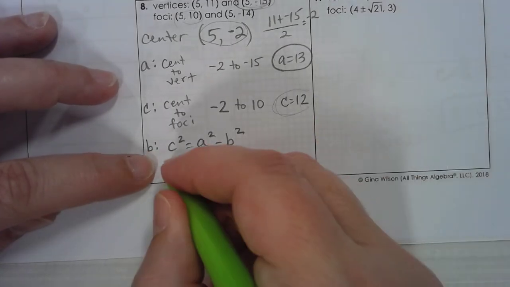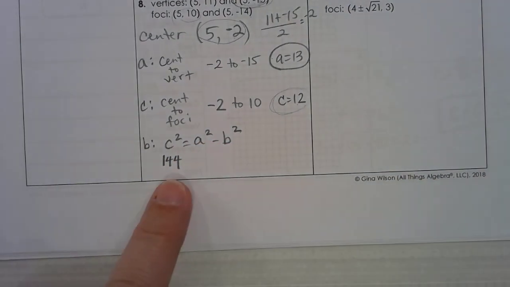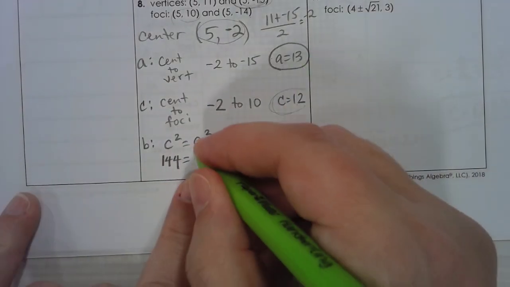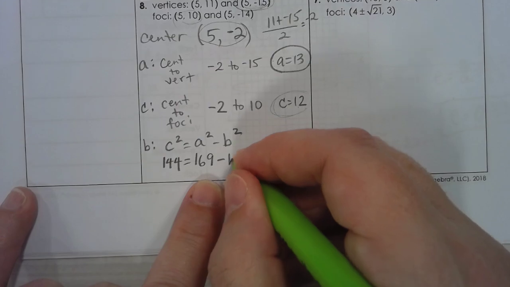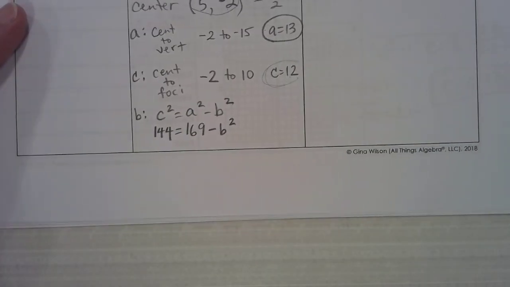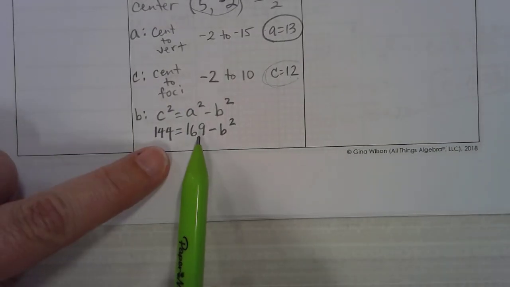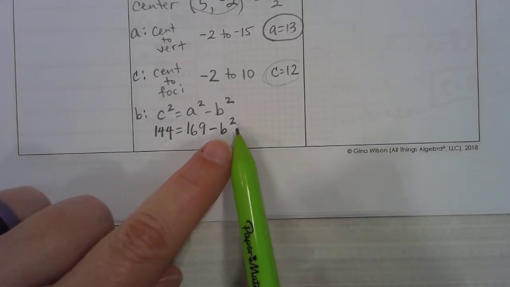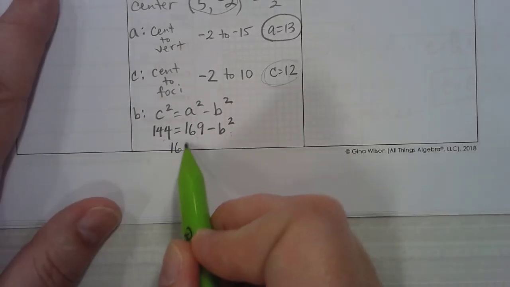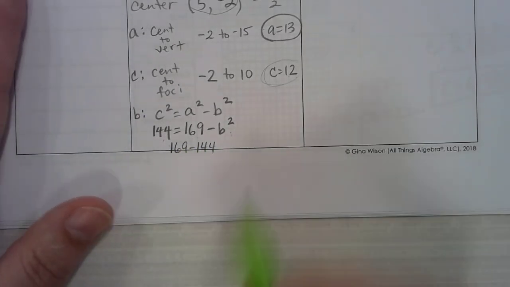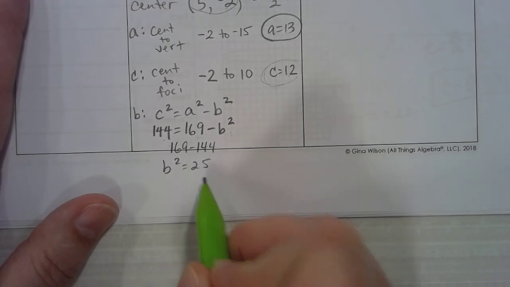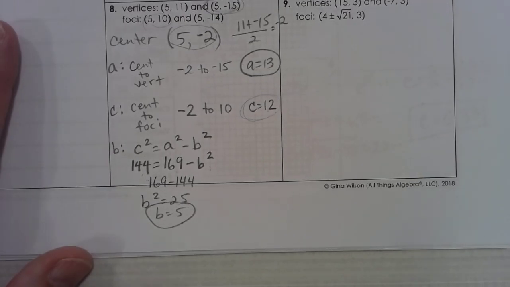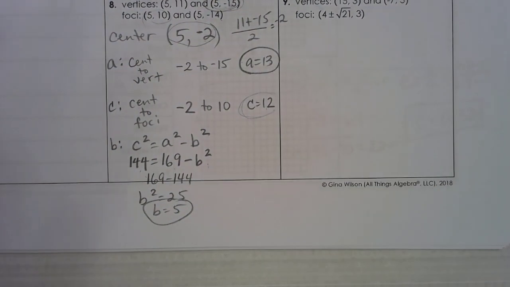So c squared is going to be 144. A squared is 169. Take away b squared. Okay? The rule of subtraction is you subtract the two numbers, right? 169 take away what number is 144 is the same as 169 take away 144, right? So that's going to be 25. So b's 5. Okay, and then we have everything to write our equation.